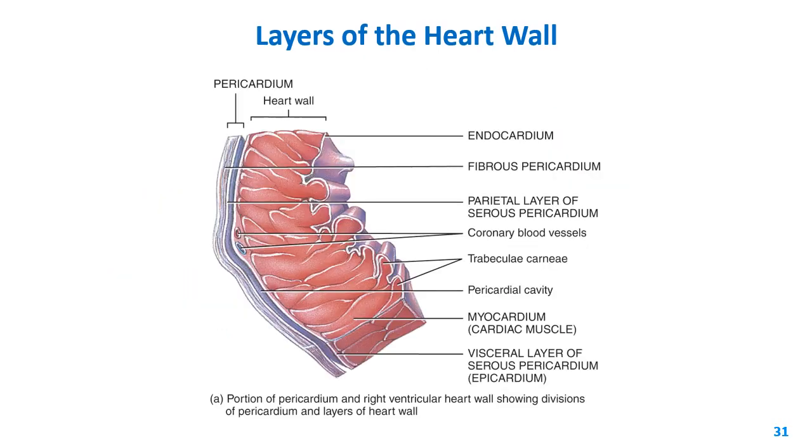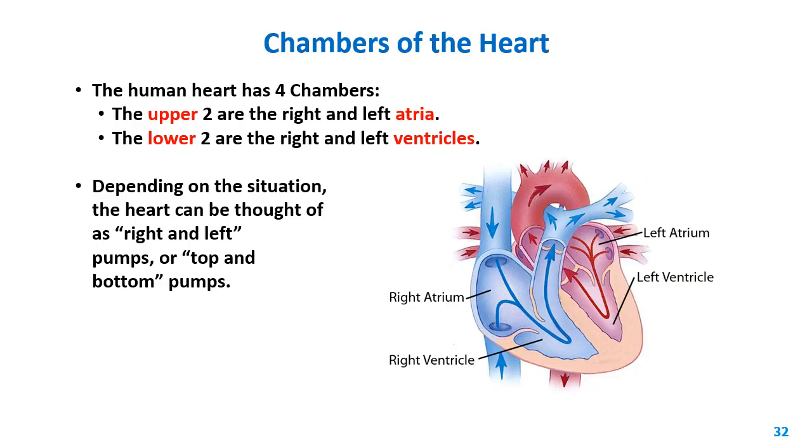All right, so here another view of your heart wall. Okay, I mentioned that. So here, chambers of the heart. You have 4 chambers. You have 2 upper chambers. You call those the atria. So you have your right atrium that is moving deoxygenated blood. You have your left atrium that is going to move oxygenated blood. Okay. And then you have your lower chambers, and those are your ventricles.